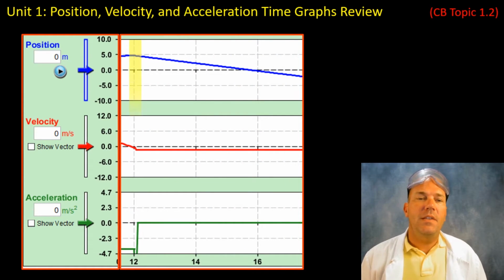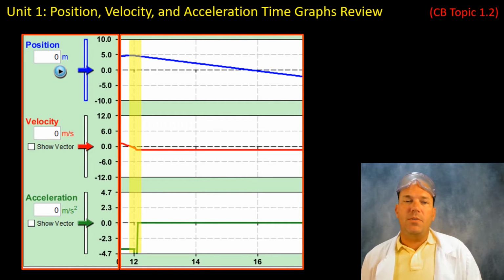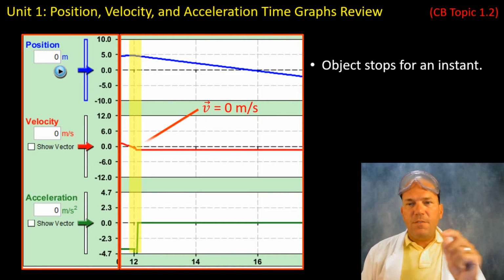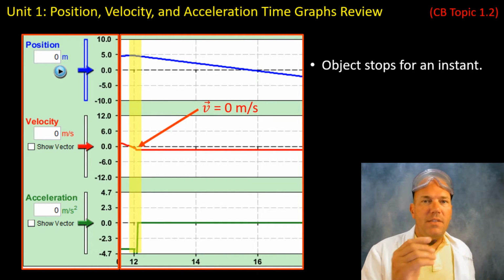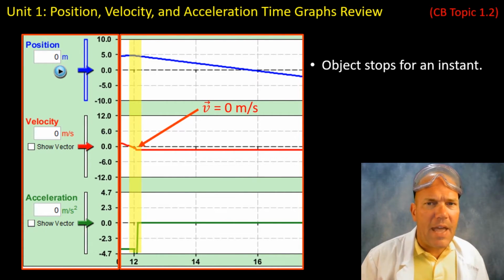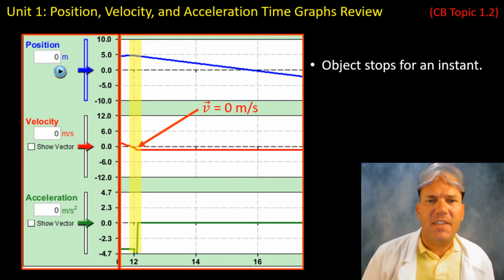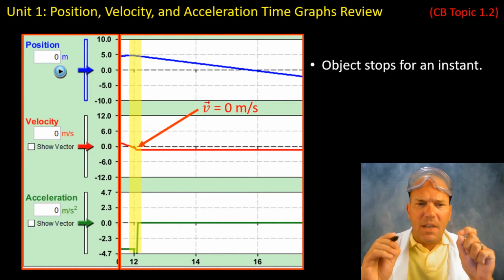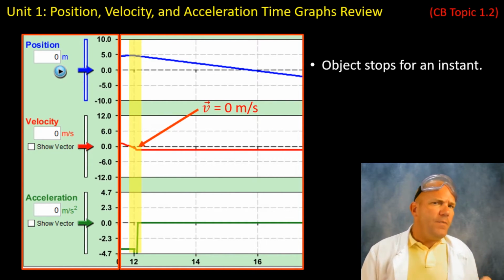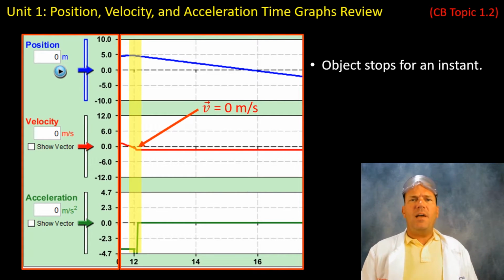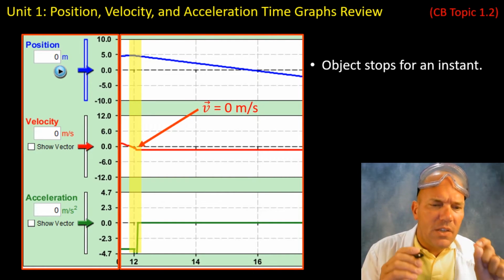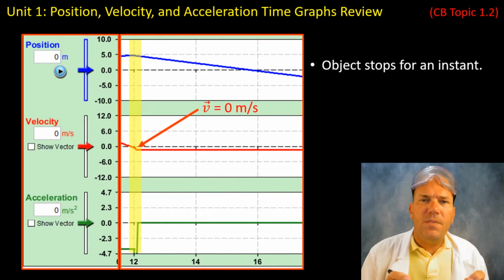Then we move on to this small section here that I would like to address, where the object is stopping just for an instant. And I know that because the velocity time graph is crossing the horizontal time axis. So the significance of that is that this object, if it's crossing that horizontal time axis, is stopped, even if it's for an instant in the process of changing direction, which is exactly what is occurring around 12 seconds.